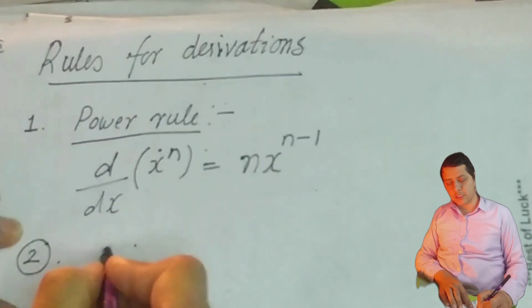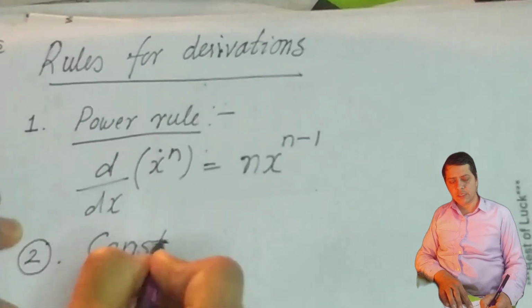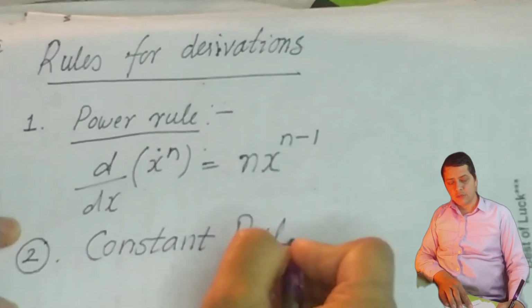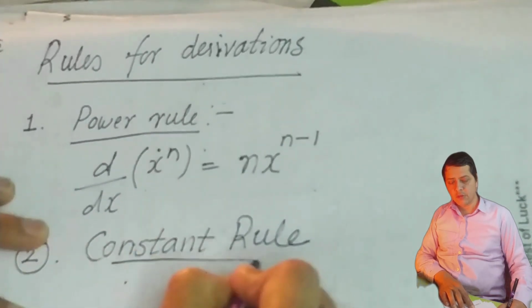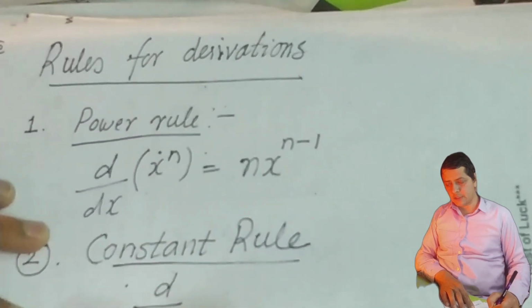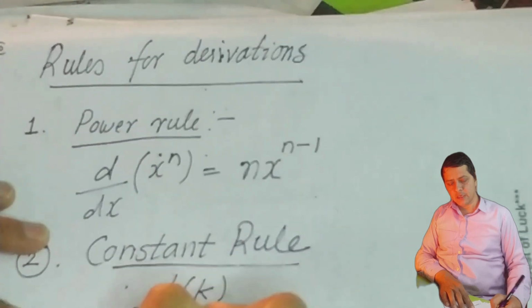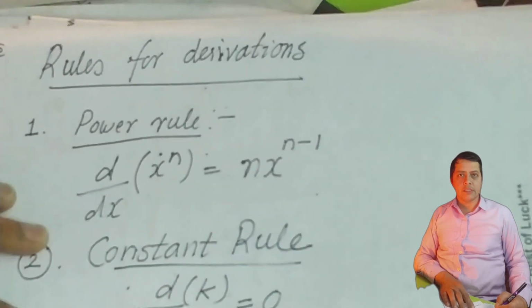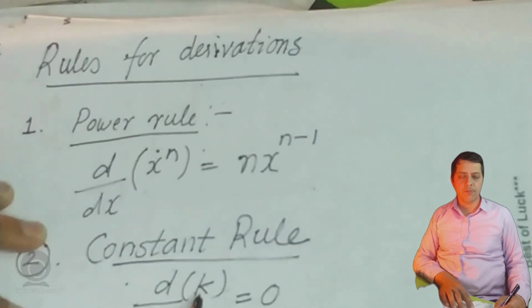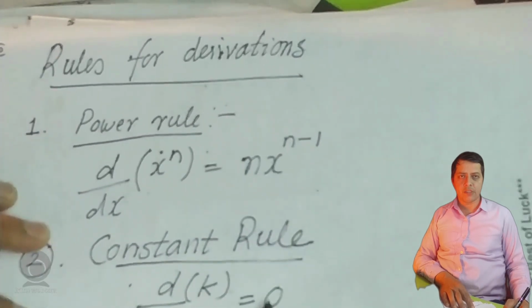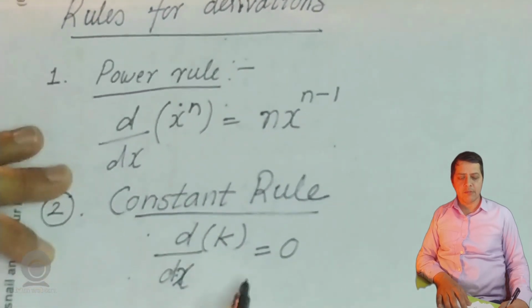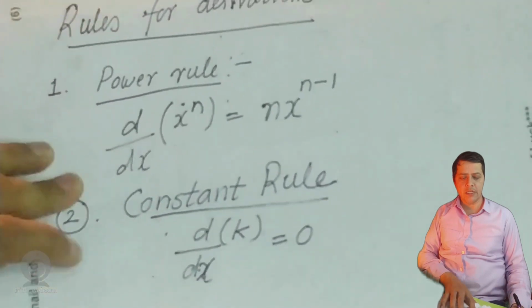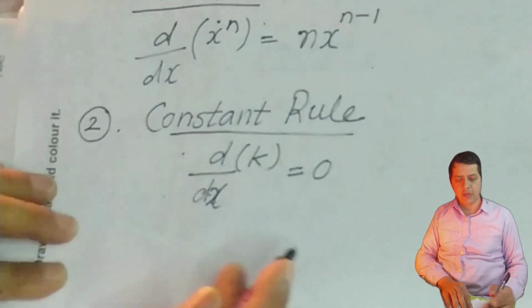Number two is constant rule. As per the constant rule, we have d by dx, I mean to say d k constant by dx, is equal to 0. If you find any constants, for example any numbers which you have to use for making functions, then its value is 0 whatsoever the number may be. That's nothing but constant rule. So I hope the two rules are very clear.